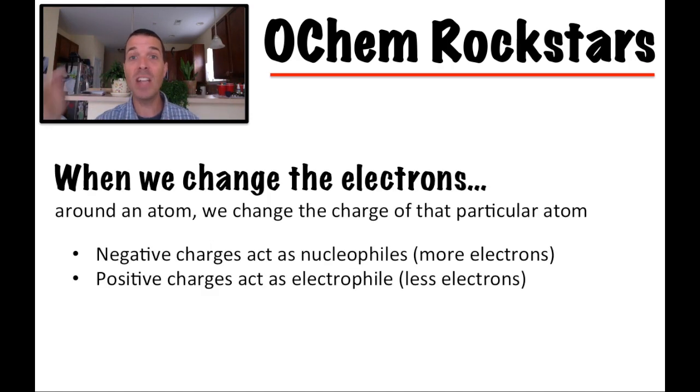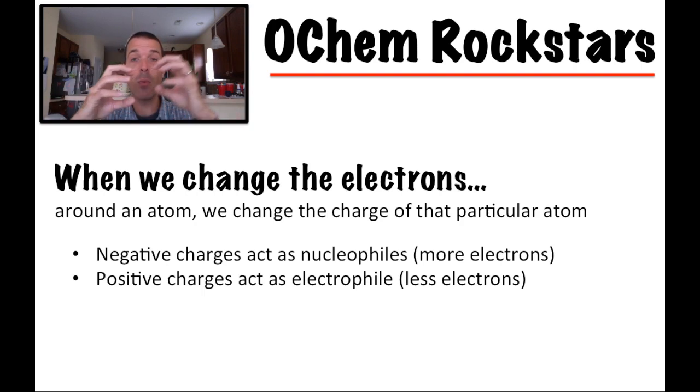And so if I summarize this, we can see once we change the electrons around an atom, we change the charge of that particular atom. So negative charges act as nucleophiles, meaning that atom has more electrons than, let's say, quote unquote, what it wants from the periodic table. Remember when we did Lewis structures, we figured out how many electrons are around each atom for it to be neutral. If it has more, it's going to be negative, which is a nucleophile. In this case, positive charges act as electrophiles, which means they have fewer electrons.